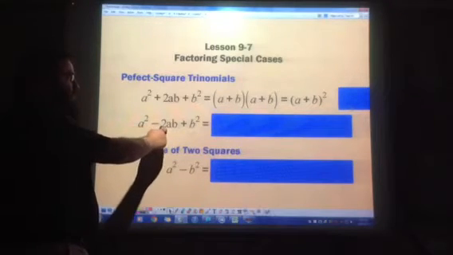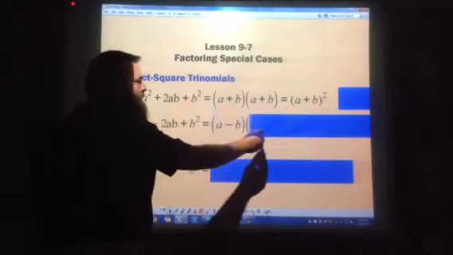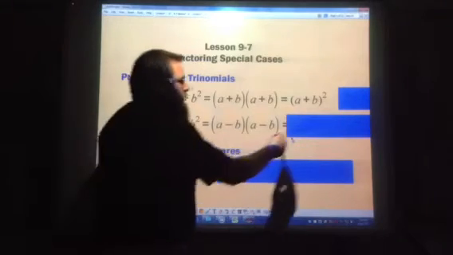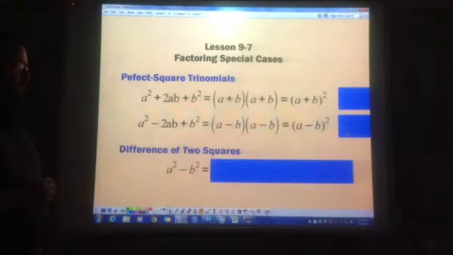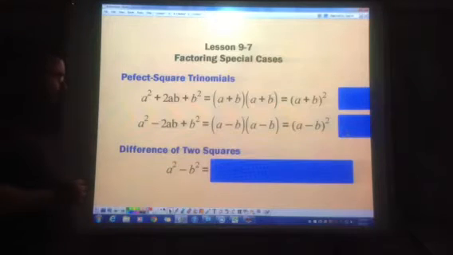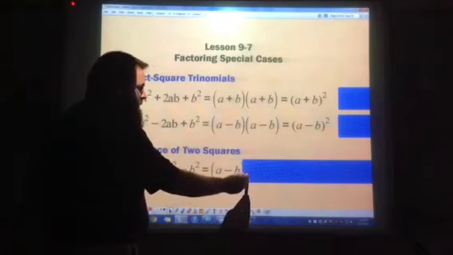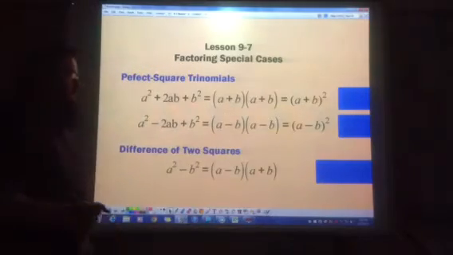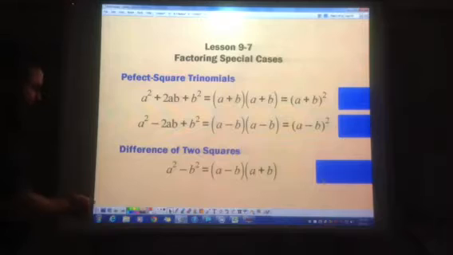A squared minus 2ab plus b squared. That factored out to be a minus b times a minus b, which can be rewritten as a minus b squared. And then with no middle term, where that drops out, a squared minus b squared. That's where you have a minus b times a plus b as your factored form. And we're going to get to these three on the next few slides.